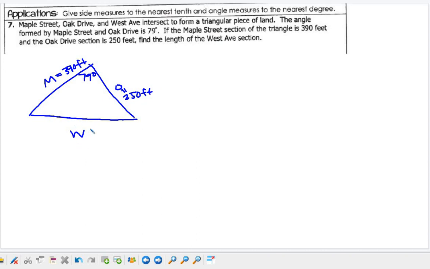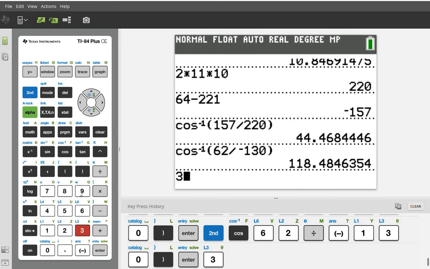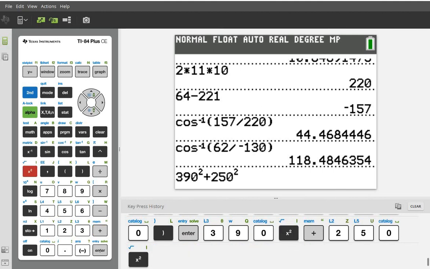So I'm looking for West. So I have the angle across from West and the other two sides, so I know exactly what I'm looking for. So West squared is equal to the other two sides squared minus 2 times the other two sides times cosine of the angle, which is 79. So West squared, I'm going to go ahead and combine these because this is going to be a big number. So 390 squared plus 250 squared.